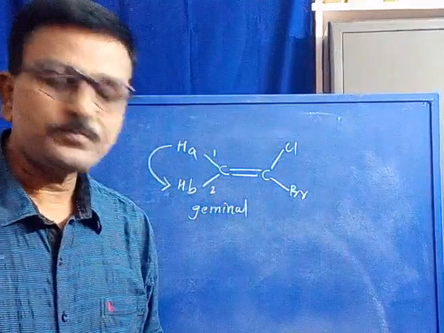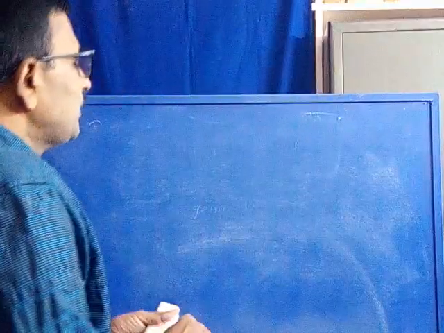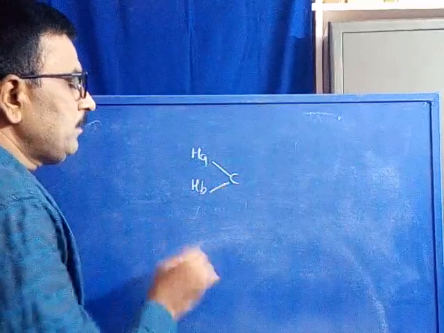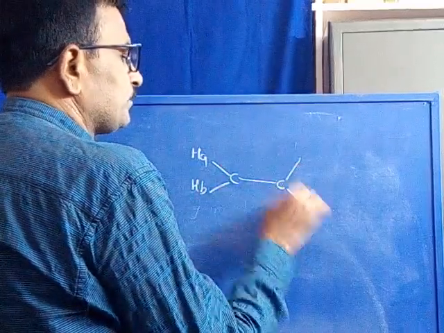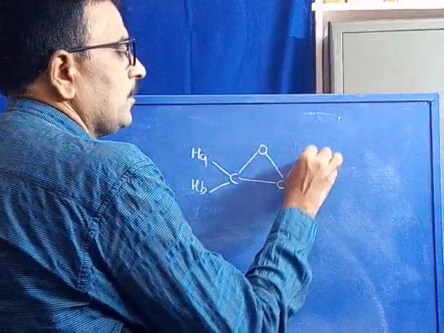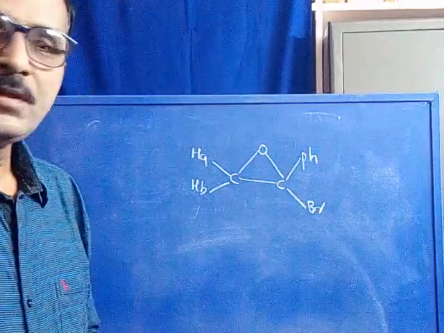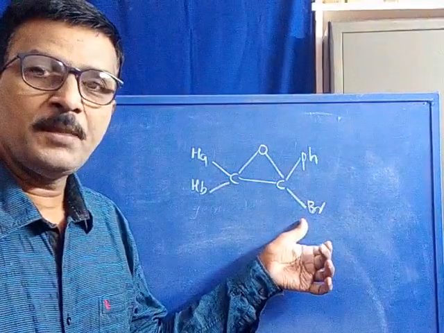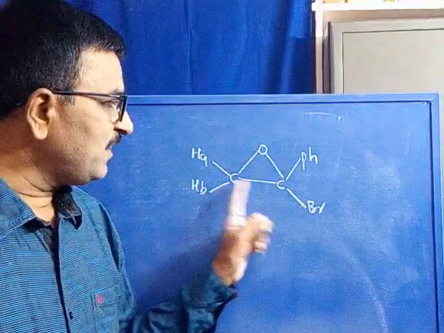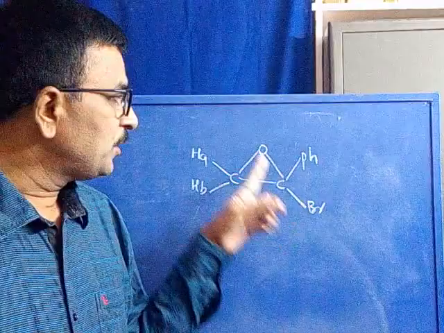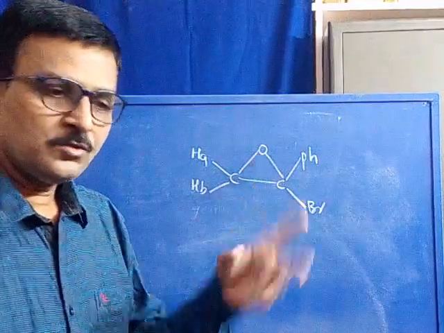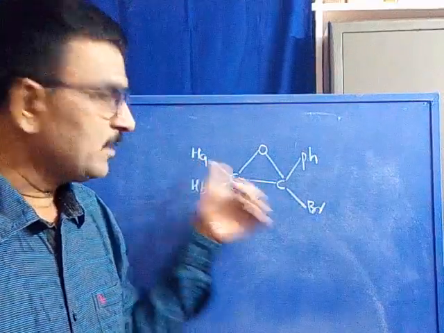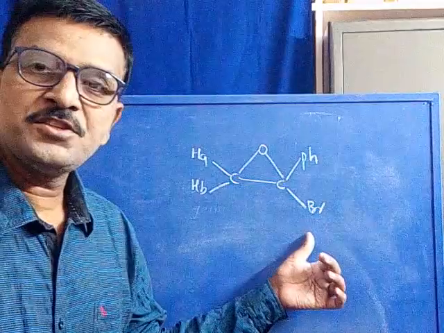Geminal coupling. Similarly, you have say Ha hydrogen, Hb hydrogen, carbon, phenyl group here, bromine here. This is bromostyrene epoxide, alpha bromostyrene epoxide. Now you can see the CC bond rotation is restricted due to the oxygen bridge. So there is no rotation. Under that condition, one hydrogen is trans to bromine, the other hydrogen is cis to bromine.